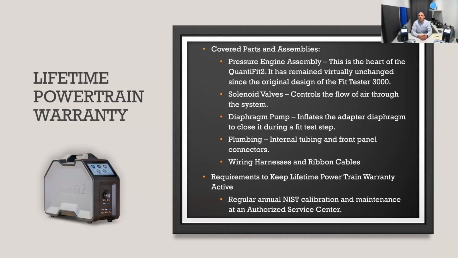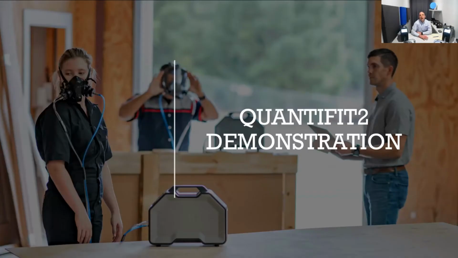Lifetime powertrain warranty. Just wanted to give you a look at what that was specifically. You can see that the pressure engine assembly, the solenoid valves, the diaphragm pump, the plumbing, the wiring harness, and ribbon cables are all covered for the life of the equipment. Once again, the only requirement to keep the lifetime powertrain warranty in place is to get your annual calibration performed by an authorized service center from OHD.